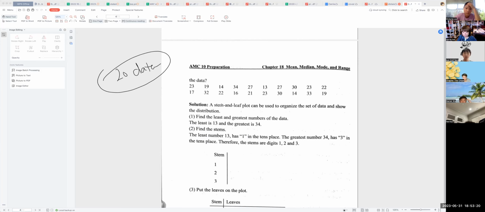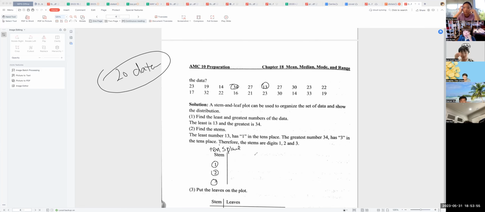So in order to create a stem and leaf plot, we need to use an organized set of data and show the distribution. Find the least and the greatest number of the data. So the least is 13 and the greatest is 34. Correct, everybody? Okay. So find the stem. The least number 13 has a 1 in the tens place, and the greatest number 34 has a 3. So for the stem this time, what do we have? The tens place.